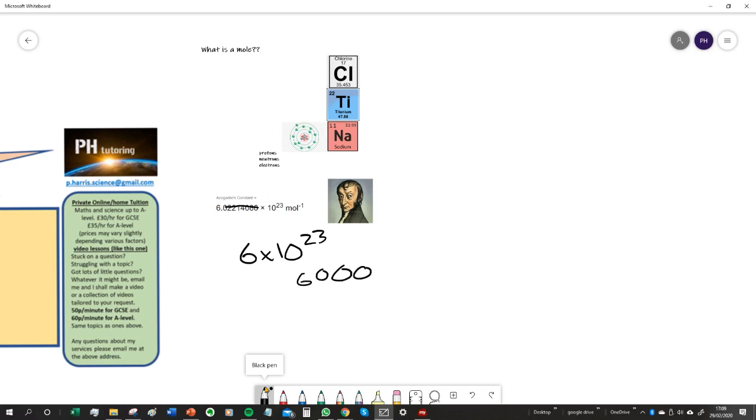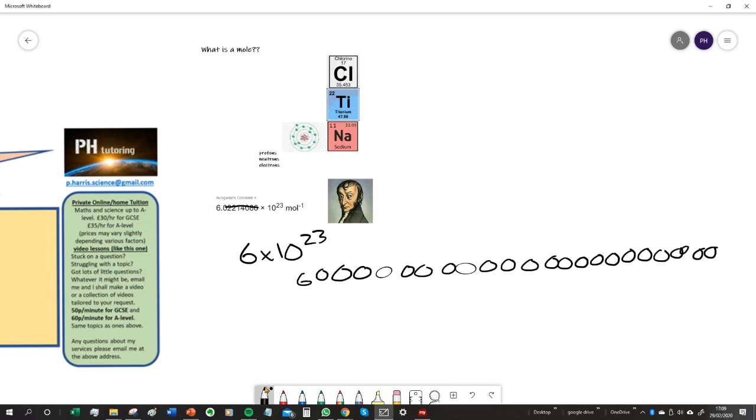1, 2, 3, 4, 5, 6, 7, 8, 9, 10, 11, 12, 13, 14, 15, 16, 17, 18, 19, 20, 1, 2, 3. Okay, so 20 and 3. That many sodium atoms. That's what a mole of sodium is. That many chlorine atoms. That many titanium atoms. That's what a mole is.